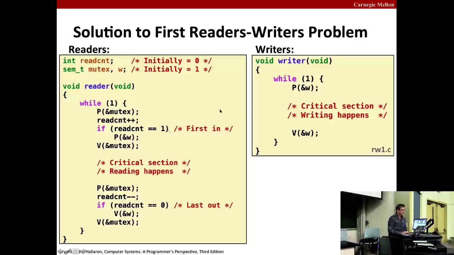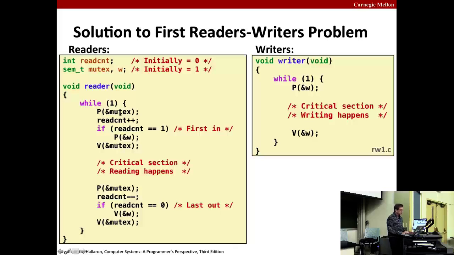Now, if there's already a writer that's done its P of W, then this will block, waiting for that writer to finish. But if there's no writer inside its critical section, then this P will just decrement the semaphore W from 1 to 0, and lock out any subsequent writers. After it's done this increment and read of the read count variable, it releases the mutex so that other readers can access read count.